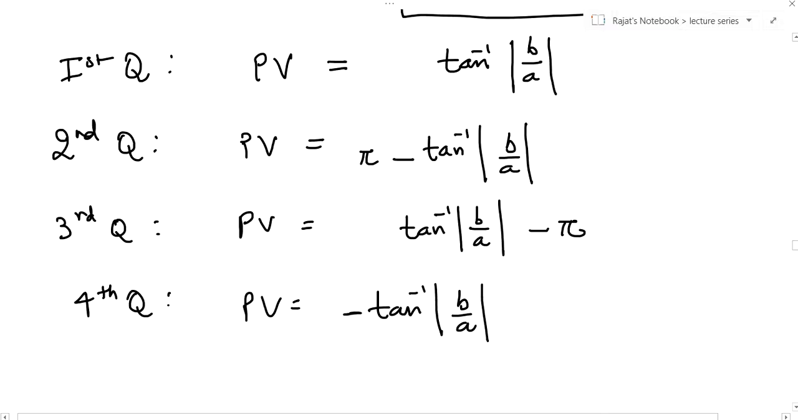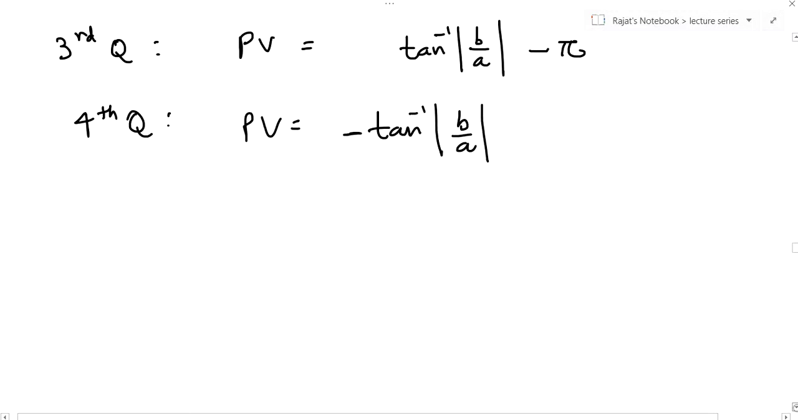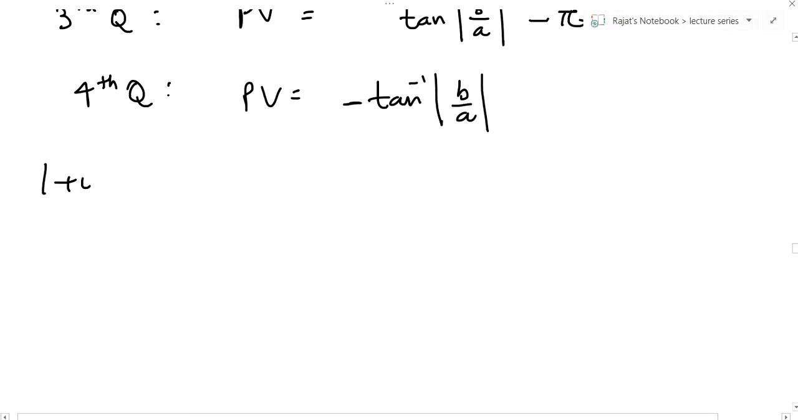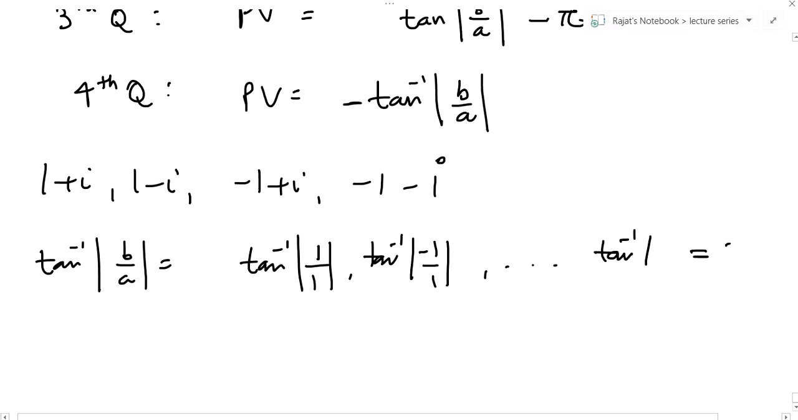Let's use it for the previous question. Suppose again 1 plus i, 1 minus i, minus 1 plus i, and minus 1 minus i. In each of the above cases, tan inverse of mod b by a will be tan inverse, either 1 upon 1 or minus 1 upon 1. So minus will be absorbed, and each time you will get tan inverse 1, which is equal to pi by 4.